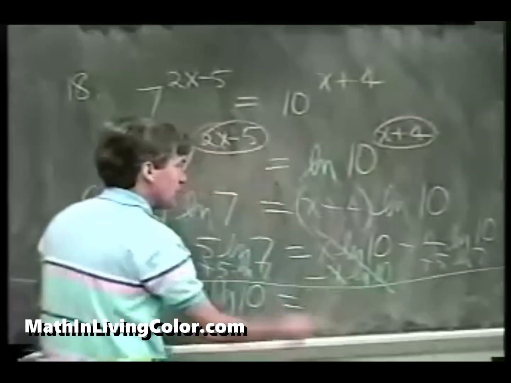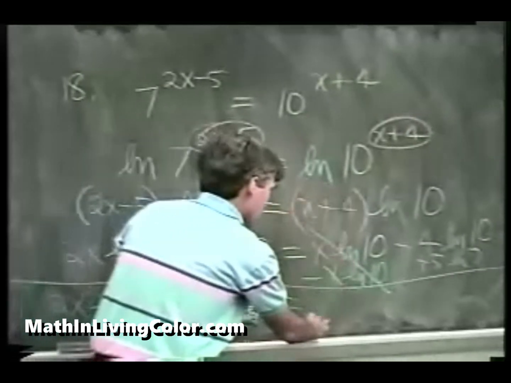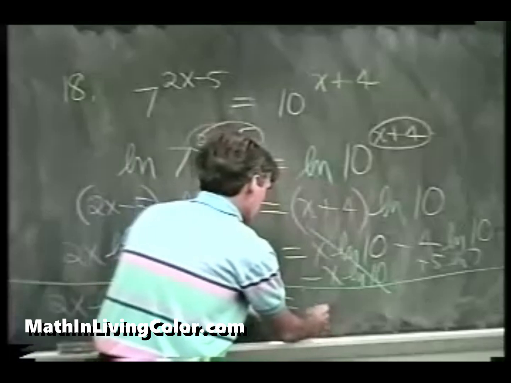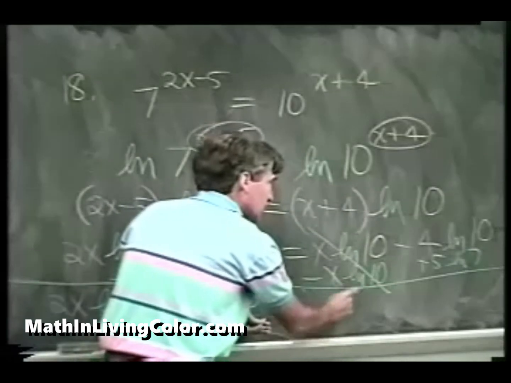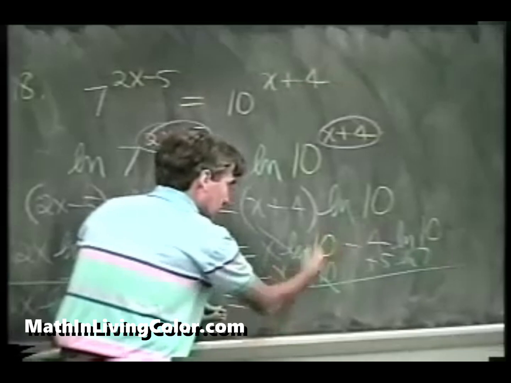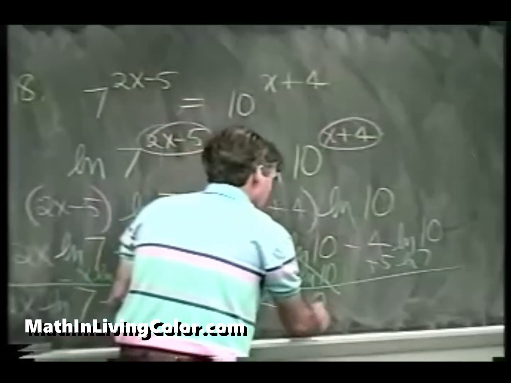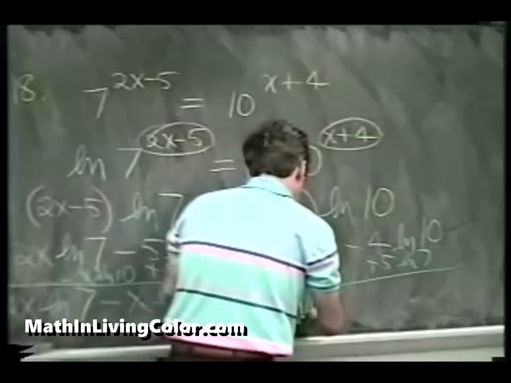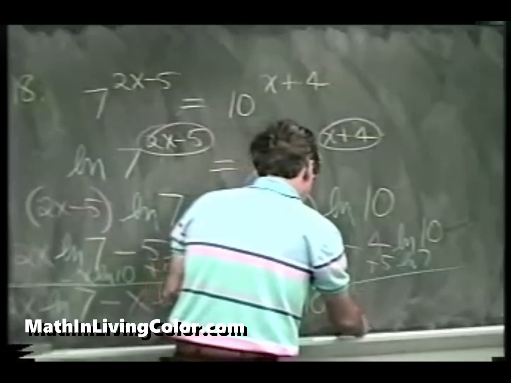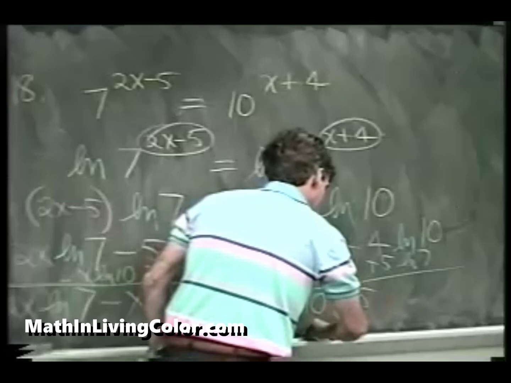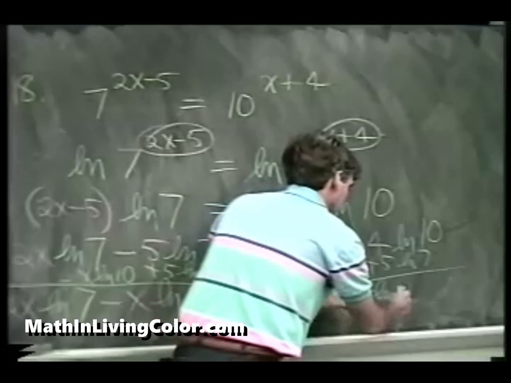Now, what's left on the right side? 4 ln of 10, all right? I don't think it matters which one you put first, does it? 4 ln of 10, and then we'll add to that plus 5 ln of 7. There, isn't that pretty?